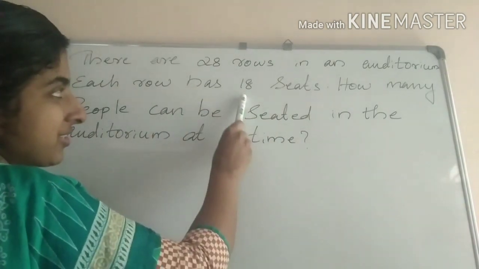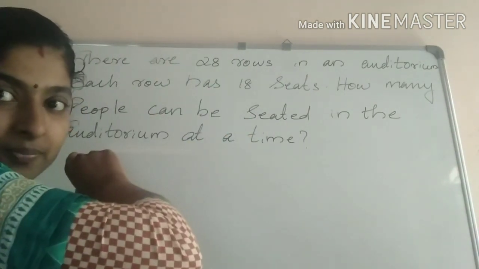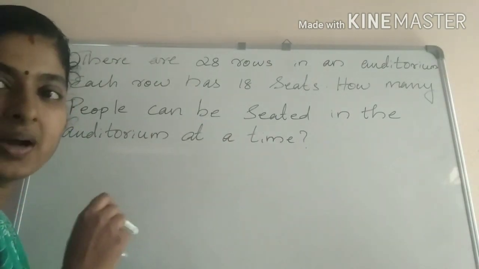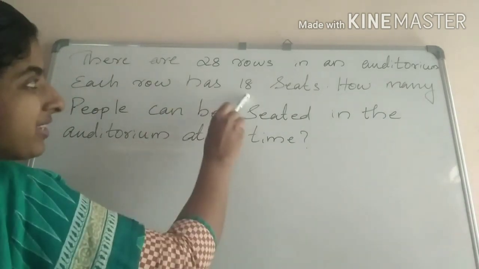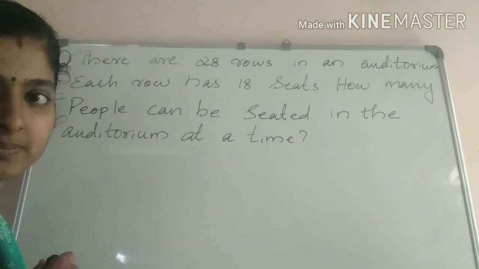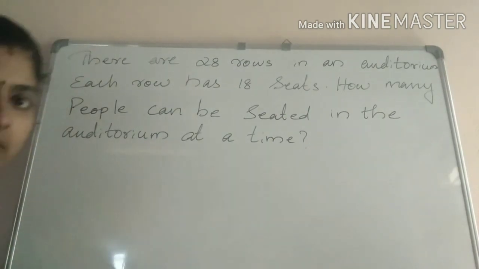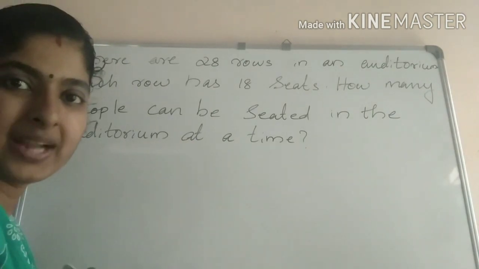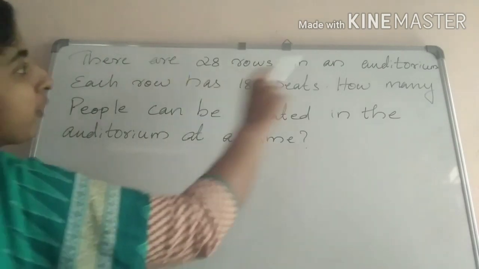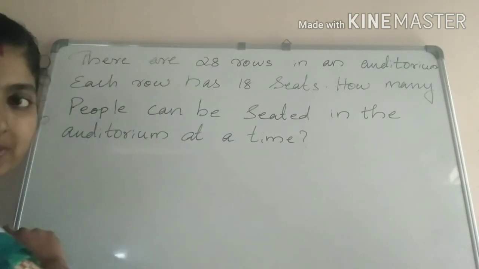Each row has 18 seats. Then total 28 rows are there. So, how many seats are in the auditorium? Each row is given. We have to find 28 rows. That is multiplication. Okay. Then, how to write the steps? First, what is given? A number of rows is given, isn't it? 28 is given. Number of rows equal to 28.